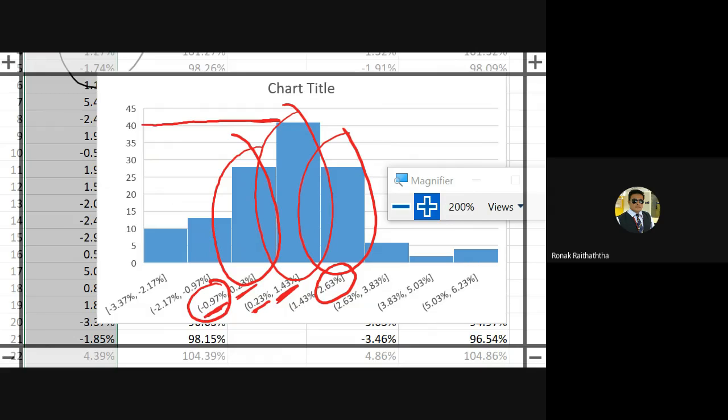From minus 0.97 percentage to 2.63 percentage, there is a great chance that my return would be falling. I hope you are able to interpret what I have said to you. Is everyone clear? Yes, sir. Good.